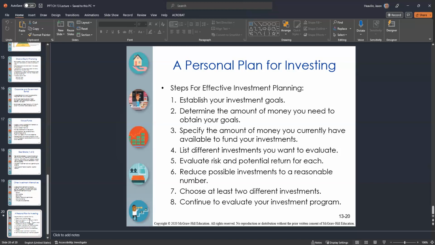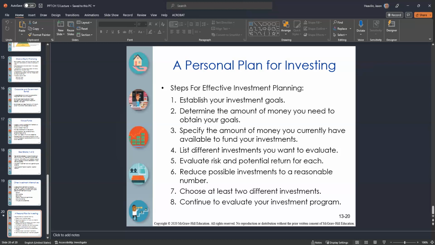A personal plan for investing. So let's go over the steps. Establish your investment goals. That's how we started this lecture. Determine the amount of money you need to achieve your goals. So on both ends, if you're going to retire, how much money you need saved up in your investments to be able to retire comfortably or at the level that you would like to, and how much money you need now and throughout time to get there.